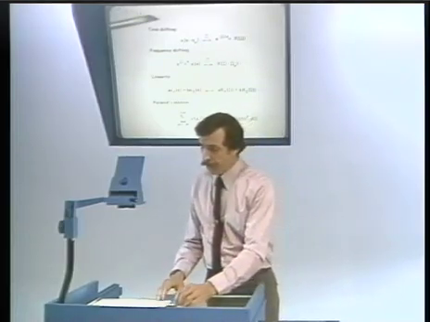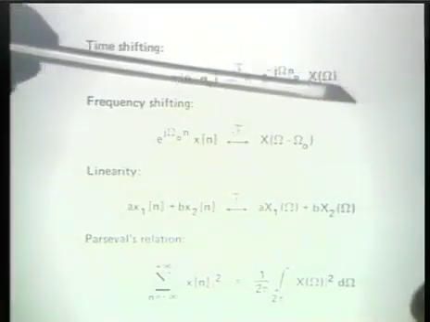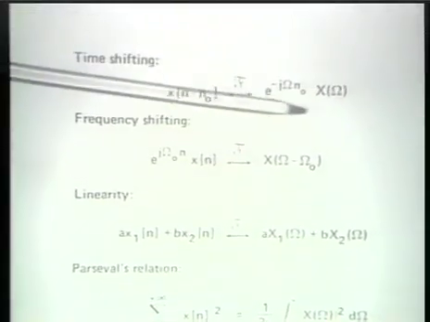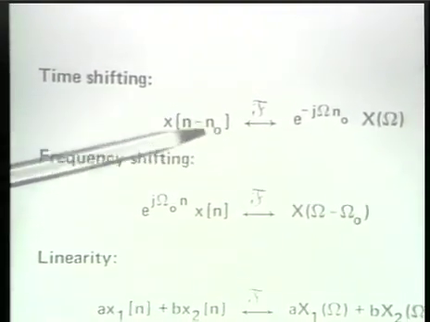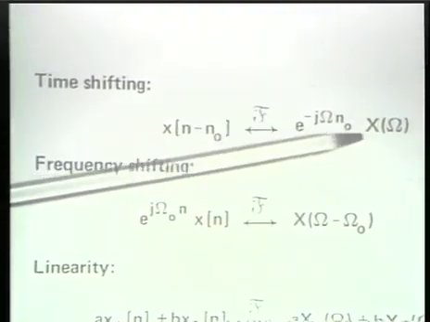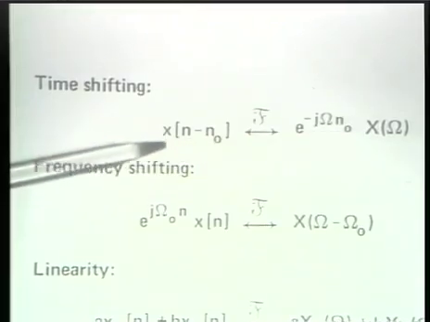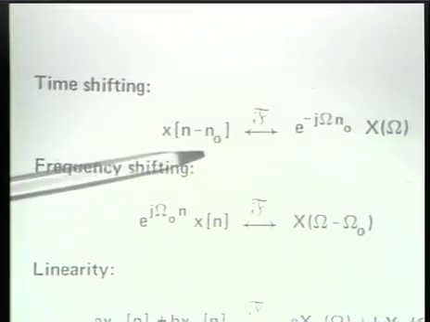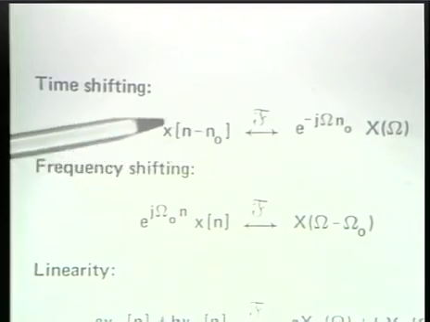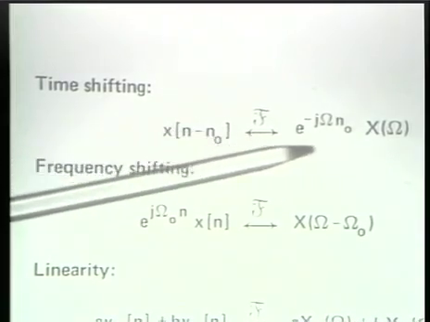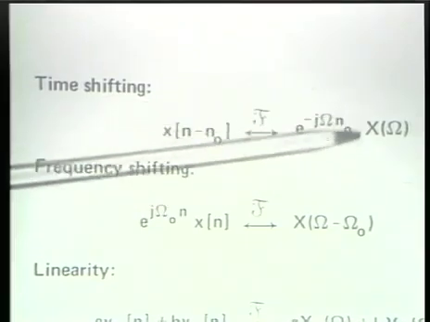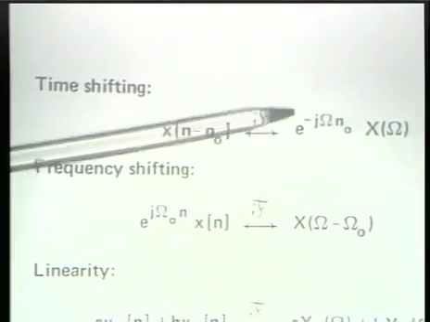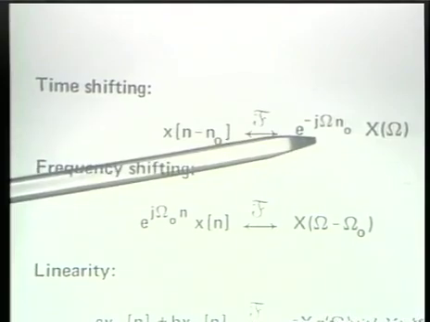There, in the text, is a longer list of properties, but let me just draw your attention to several of them. One is the time-shifting property, and the time-shifting property tells us that if X of omega is the Fourier transform of x of n, then the Fourier transform of x of n shifted in time is that same Fourier transform multiplied by this factor, which is a linear phase factor.